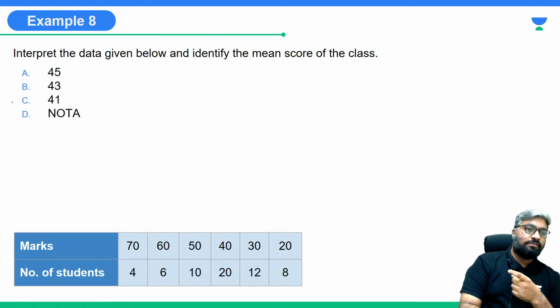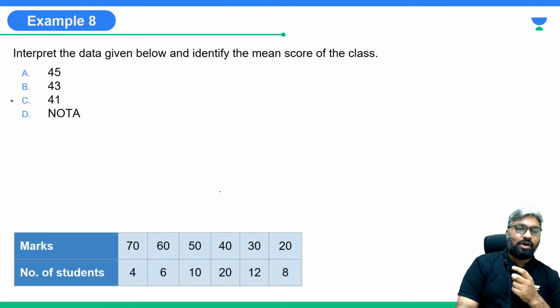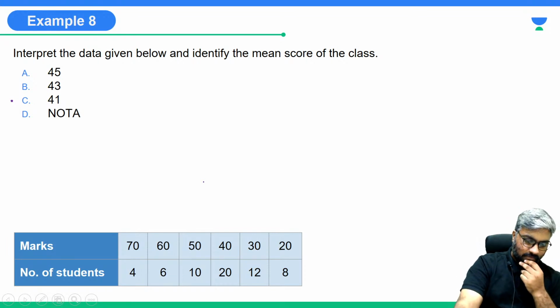Karan says C. This is a purely calculation based question. There is nothing clever we can do here. This is literally nothing we can do here. Jasmindeep, Priya is saying C.